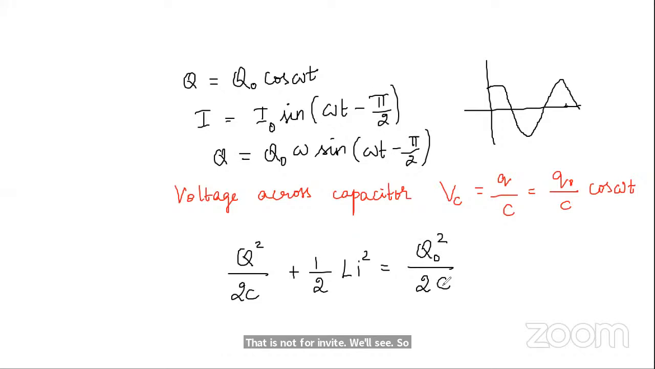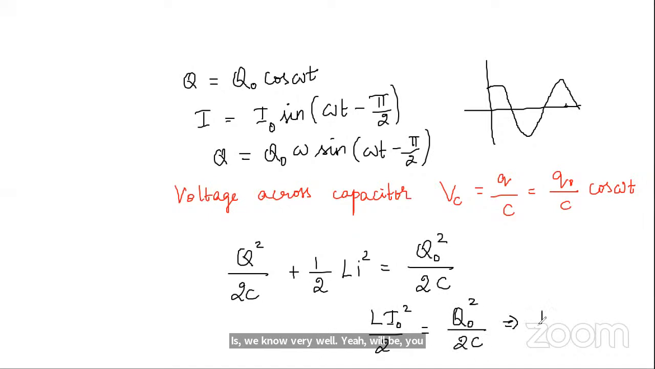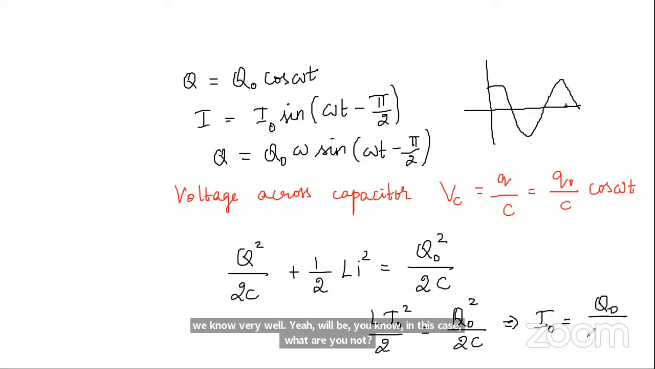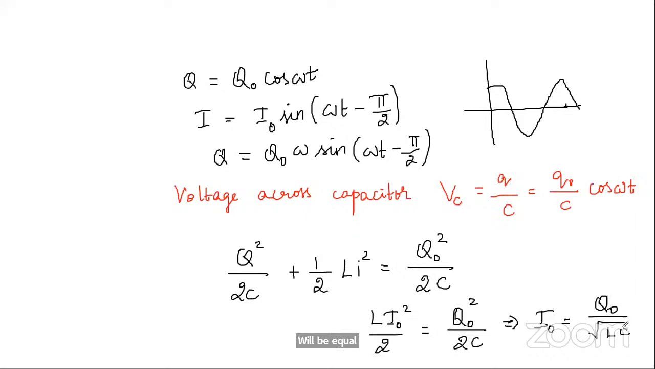So when the whole of electrical energy is converted to magnetic energy, your current is maximum, and in that scenario, your I naught, we know very well, L I naught squared by 2 will be equal to Q naught squared by 2C. So in this case, your I naught will be equal to Q naught by root of LC. So this is the mathematical treatment of LC oscillation.